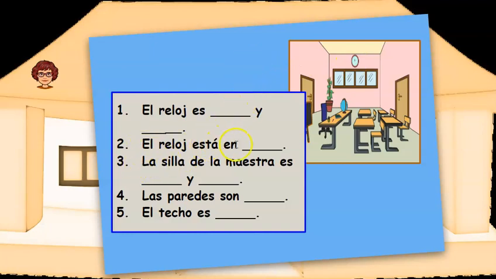El reloj está en... ¿Dónde está el reloj? Aquí lo decimos. La silla de la maestra es blank and blank. So you can say either the colors or 2 other adjectives that you think you would like to say. Las paredes son... Estas son las paredes. So you say something about them to describe them. And el techo es... And then say something about that.